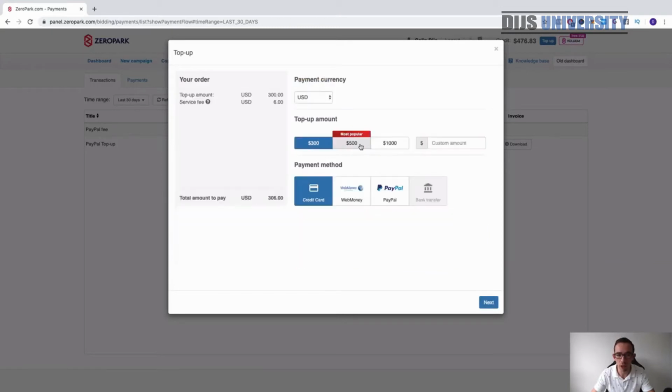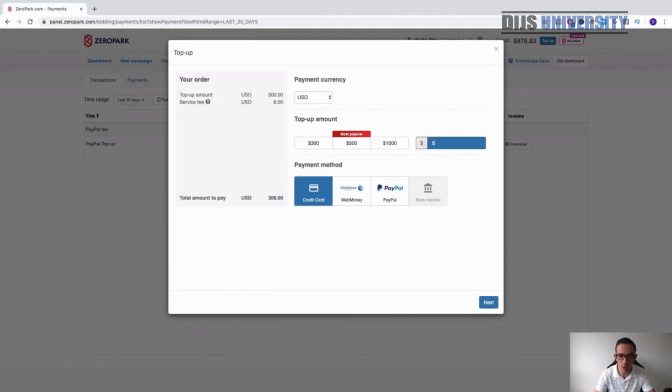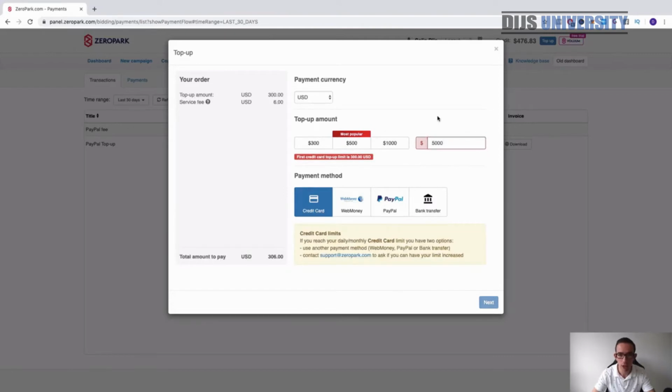So there's different options available. You have 300. You can see the service fee. So the service fee is the processing, I would say, right? Then you have 500, 1,000. And if you do credit card, what's the highest amount you can do? Let's do 5,000. The first credit card top-up limit is 300, so it goes in stages, right?